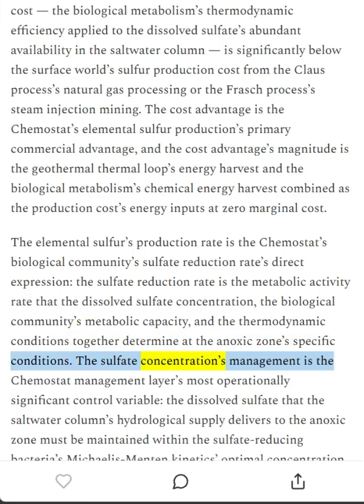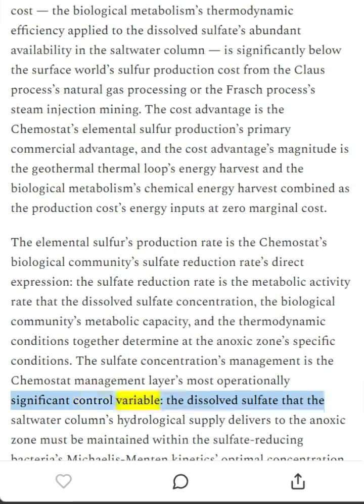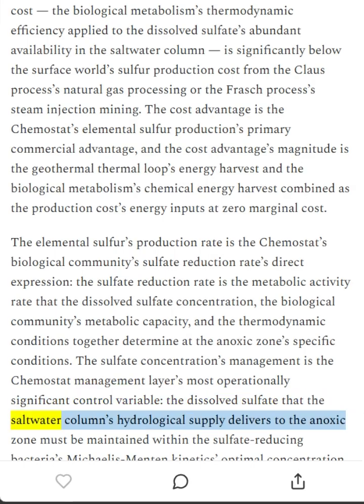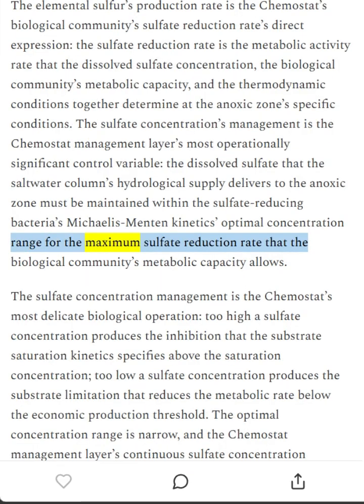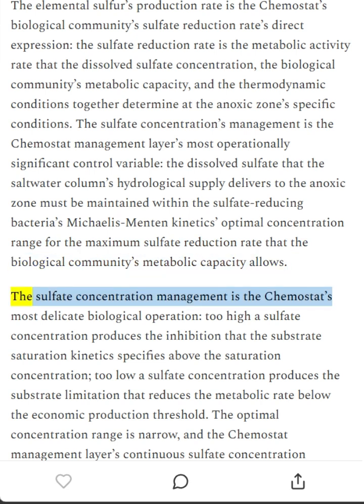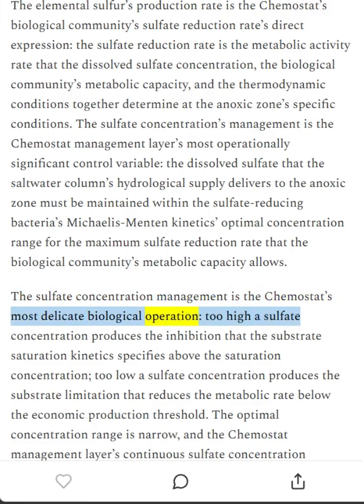The sulfate concentration management is the chemostat management layer's most operationally significant control variable. The dissolved sulfate that the saltwater column's hydrological supply delivers to the anoxic zone must be maintained within the sulfate-reducing bacteria's Michaelis-Menten kinetics optimal concentration range for the maximum sulfate reduction rate that the biological community's metabolic capacity allows. The sulfate concentration management is the chemostat's most delicate biological operation.